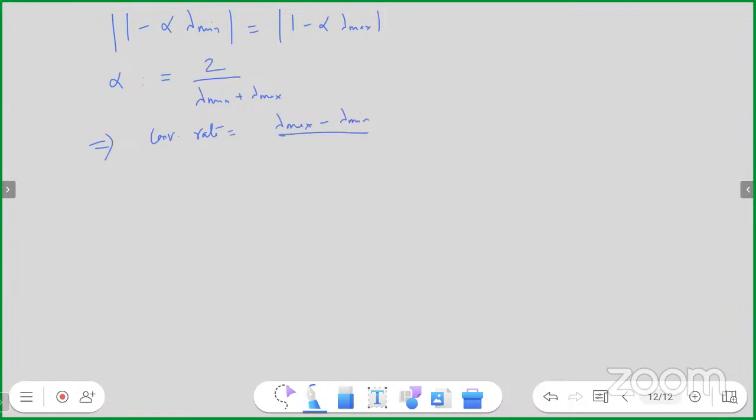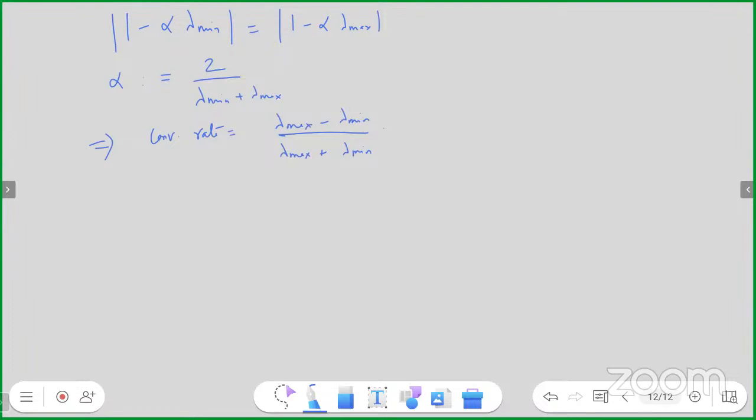So, you just equate. So, 1 minus alpha lambda min equal to 1 minus alpha lambda max. And what you end up getting is alpha is equal to how much? 2 over lambda min plus lambda max. And the final answer you get is the convergence rate is lambda max minus lambda min over lambda max plus lambda min. That's your final. It's a linear convergence with this particular rate.